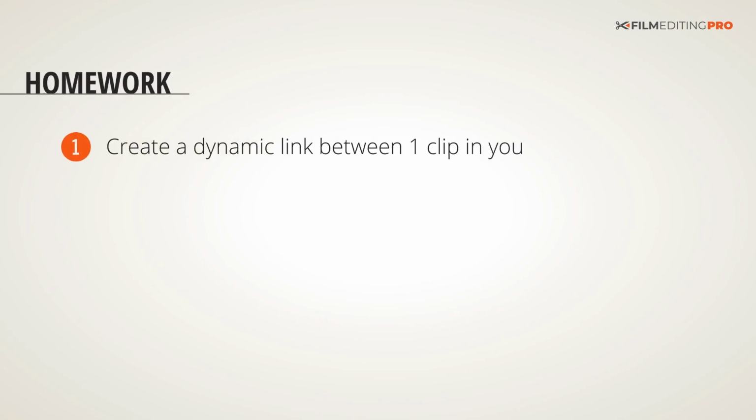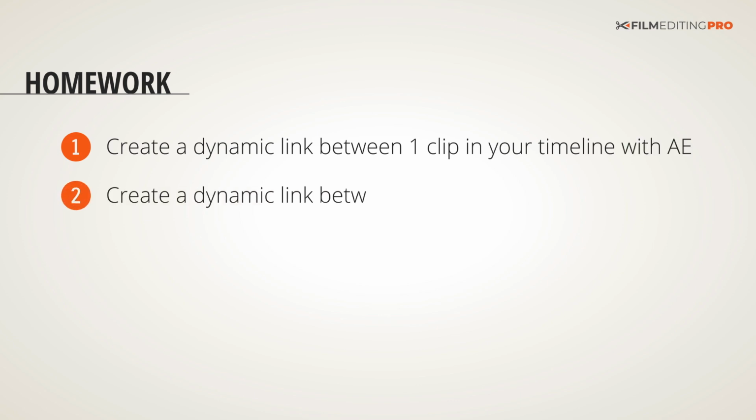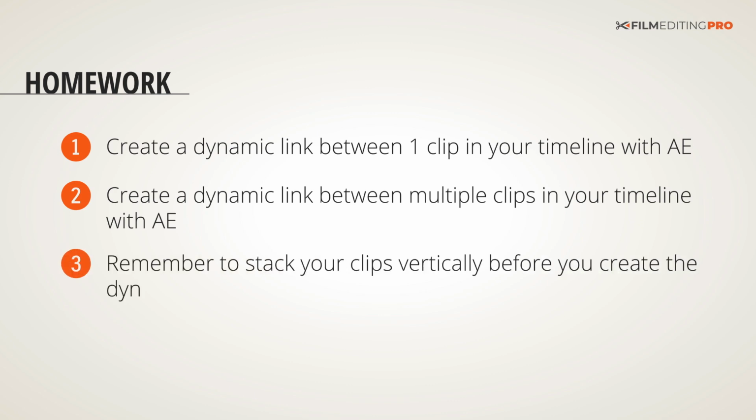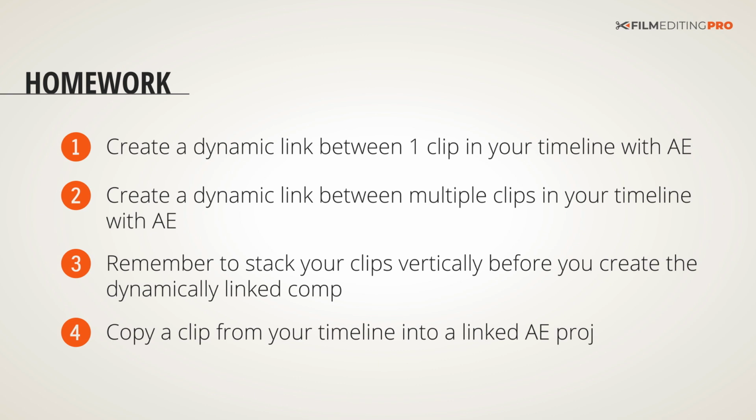This lesson is going to have some homework. First, create a dynamic link between one clip in your timeline with After Effects. Next, create a dynamic link between multiple clips in your timeline with After Effects. Remember that if you want the dynamically linked comp to only take up a certain amount of space on your timeline, you have to stack the clips vertically. Otherwise, the dynamically linked clip will take up the entire time of the clips you have spread out horizontally on the timeline. Finally, copy a clip from your timeline into the linked After Effects project.